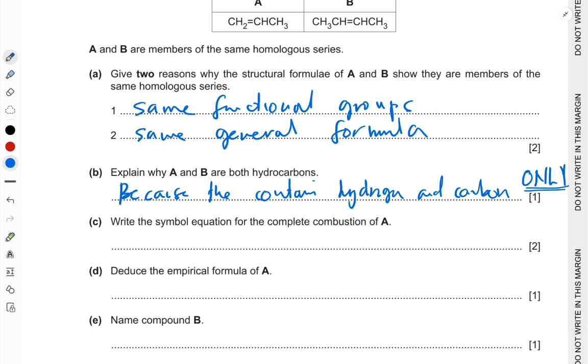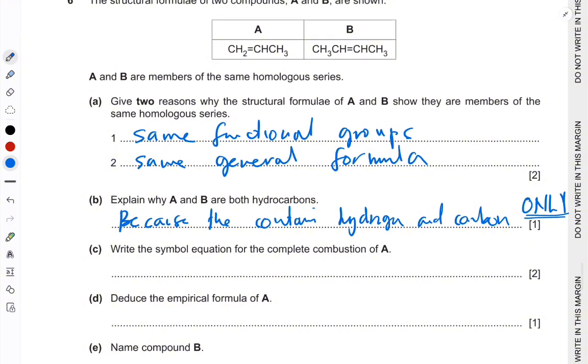Write the symbol equation for the combustion of A. Okay, so in total it's C3H6 plus oxygen, and you know combustion of hydrocarbons give you carbon dioxide and water. That gives you 1 mark. Now the balancing, 3 carbons on my left, so I put on my right the 3 carbons, then 6 hydrogens, another 3 here, giving me a total of 6 plus 9.